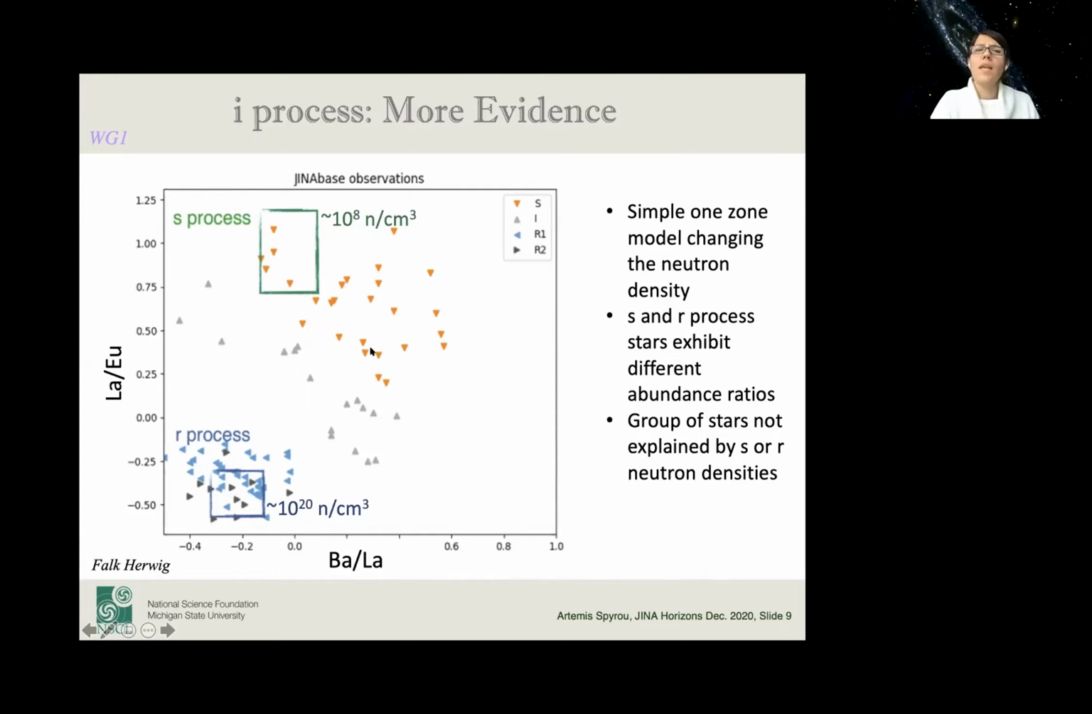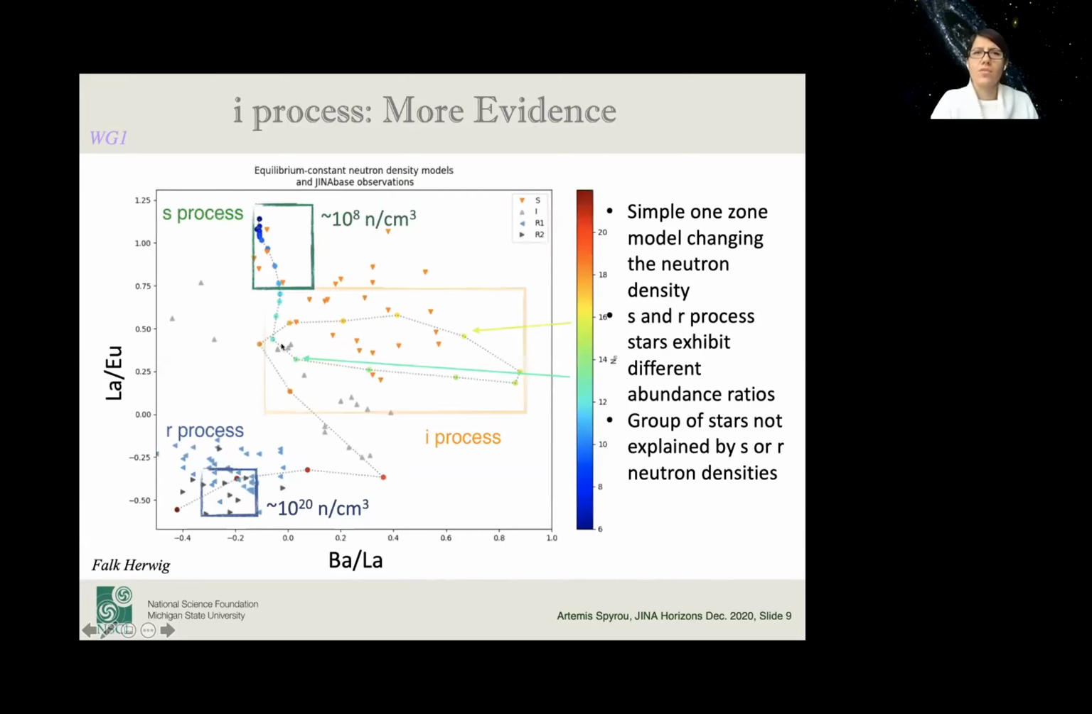And so what they did was just change the neutron density, starting from 10 to the 8, this dashed line, and slowly increasing the neutron density as you go, ending at 10 to the 20. So this is again the scale we have here. And so what you see is that for these intermediate neutron densities, you do hit basically every point on these stars that are sitting here off to the side.